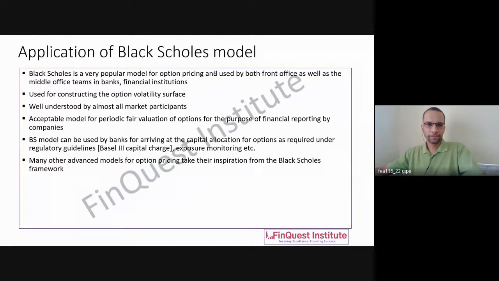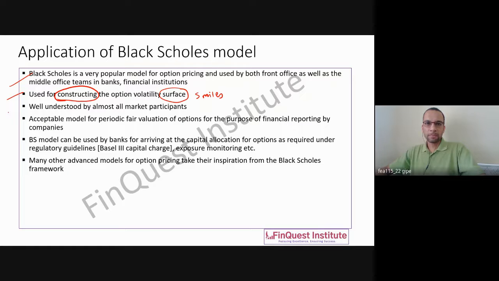Just the last portion now. Black-Scholes is an immensely popular model and it's used by everyone, starting from front office, risk, middle office, as well as the back office, in both banks and financial institutions. It can be used for constructing vol smiles or vol surfaces. We'll talk a bit about vol smiles and surfaces later on. We'll not spend too much time on the vol surface, but in one of our subsequent sessions we'll talk of vol smiles, and at that time I'll tell you how exactly Black-Scholes comes in handy for the construction of a vol smile. For now, I request you to hold on to this point. We'll talk about this in a bit.